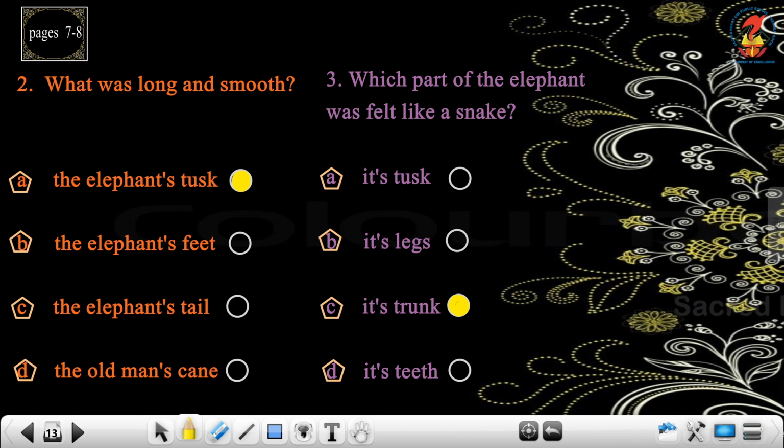Color option C, its trunk. Color completely. Okay, children?